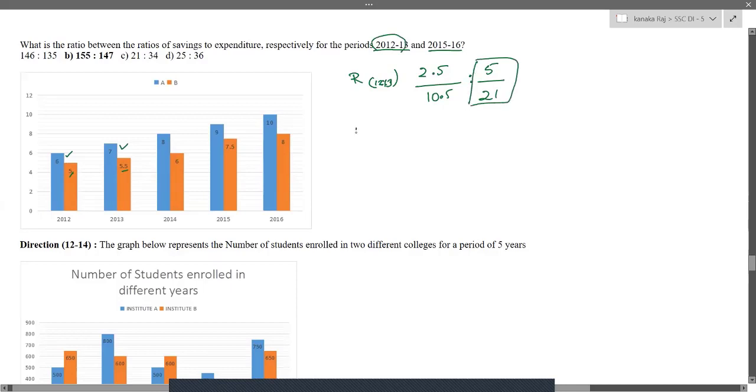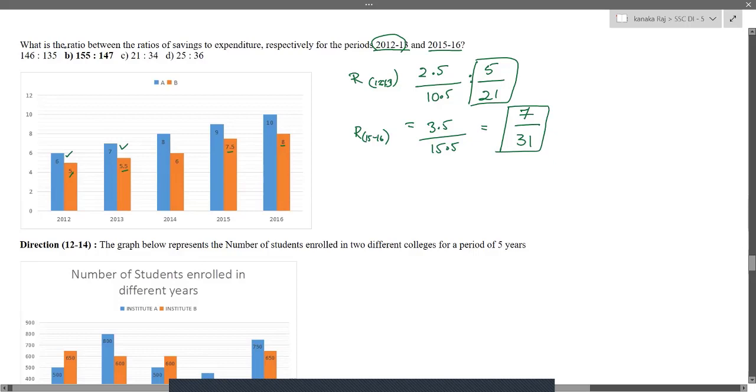Now similarly, I'll find the ratio for the year 2015-16. So what will be the ratio? 1.5 plus 2, that is 3.5, divided by 7.5 plus 8 gives me 15.5. So now if I cancel this out, what do I get? 5 sevens 35, 5 31 times is 155. So what will be my ratio between savings to expenditure for 2015 and 16? It will be 7 is to 31.